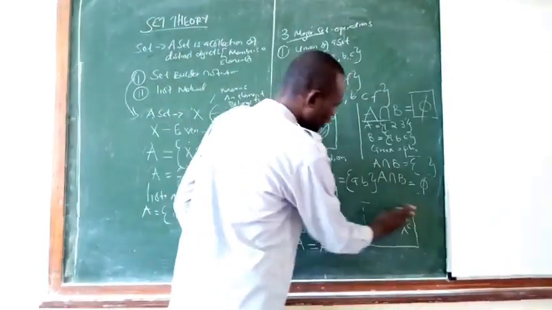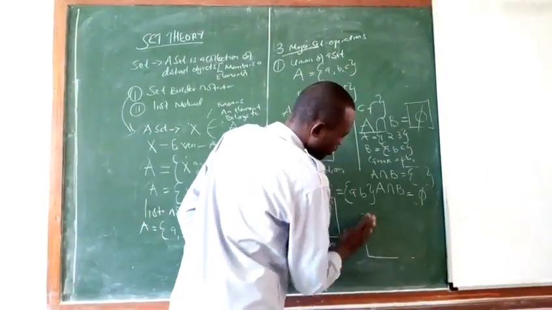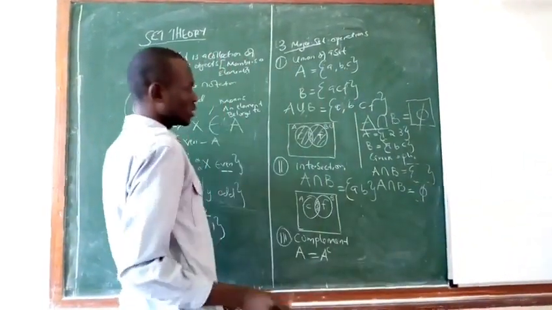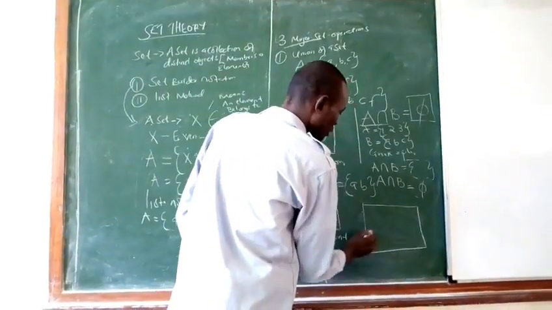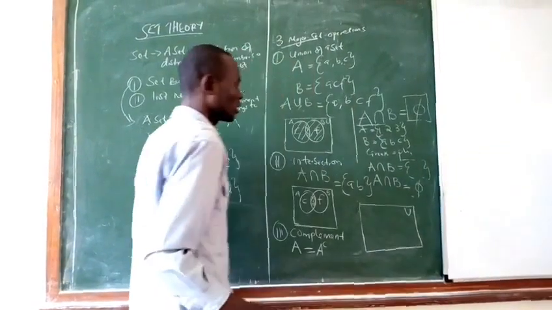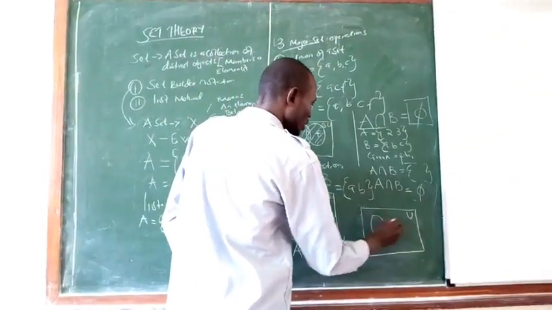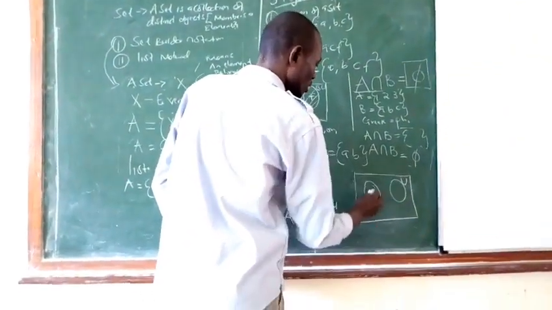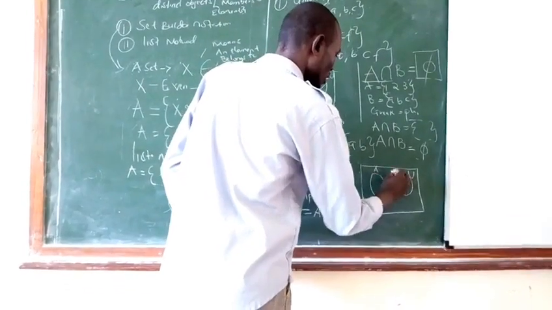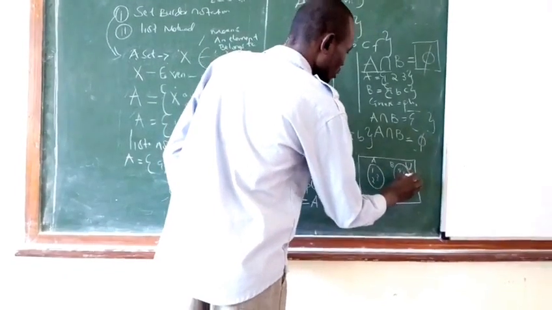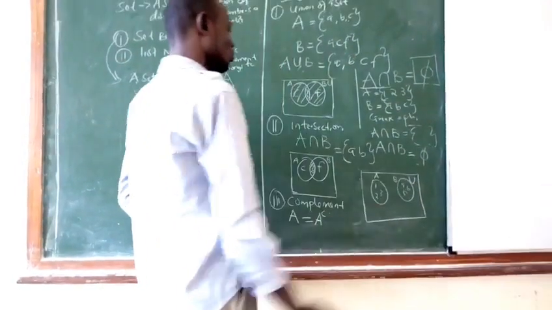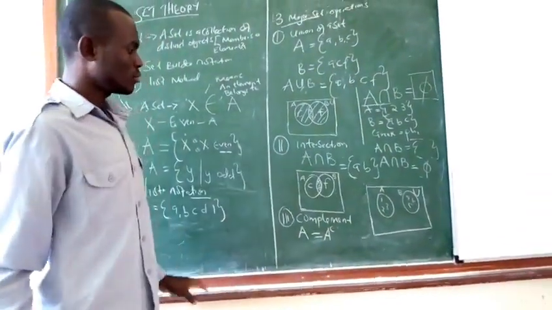So we can simply draw that set representation in the Venn diagram. We can draw the Venn diagram with our universal set, meaning A and B. These are A, these are B. The elements are 1, 2, 3, and A, B, C. They have no elements of intersection.